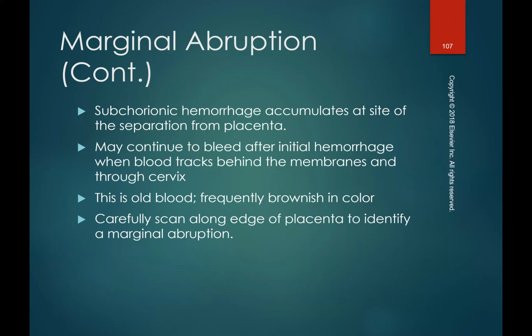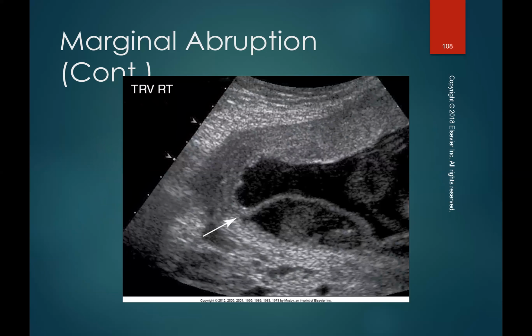Subchorionic hemorrhage accumulates at the site of the separation of the placenta and may continue to bleed after initial hemorrhage. I usually scan, and if I see a marginal area and a hypoechoic area on the edge of the placenta, I'll make sure to take a note of it. Here's a little marginal abruption. Most of the time, these babies still do okay, but it is something that needs to be noted.